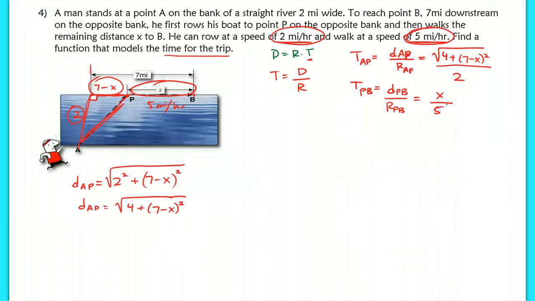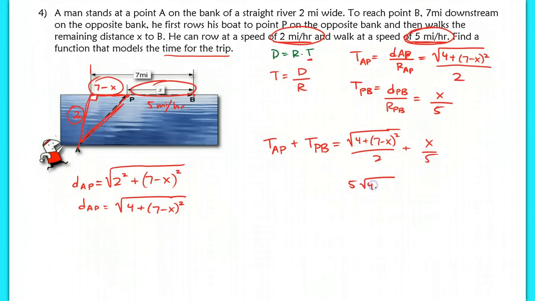So if we put those two together, the total time it takes to get from point A to point P, and the total time it takes to get from point P to point B, we end up with the square root of 4 plus 7 minus x squared, over 2, plus x over 5. Now, I can work on simplifying this if I want to. If I want to get a common denominator here, I can call that this now.